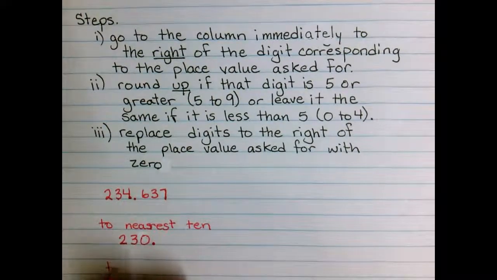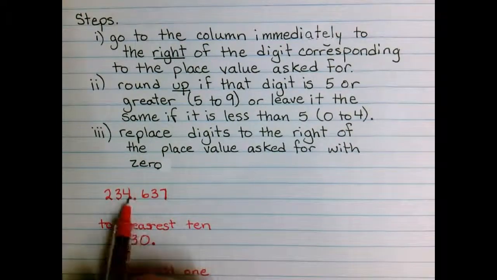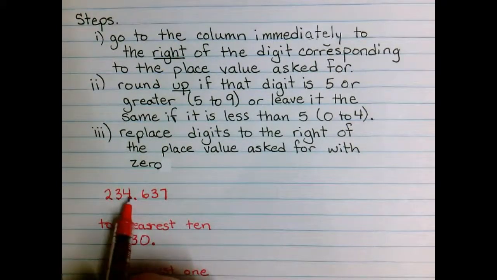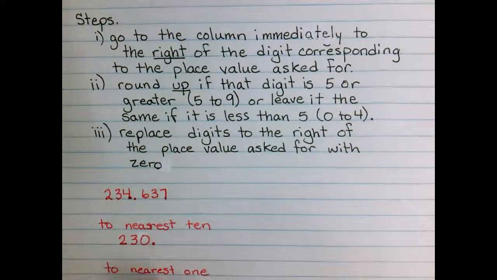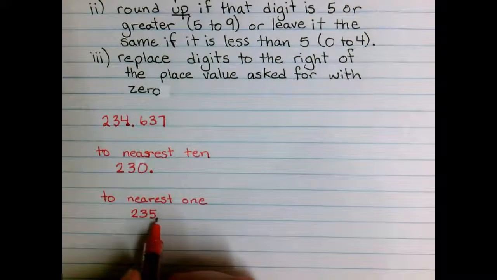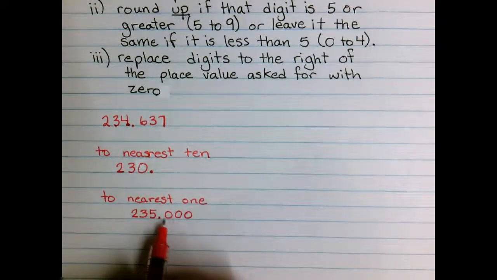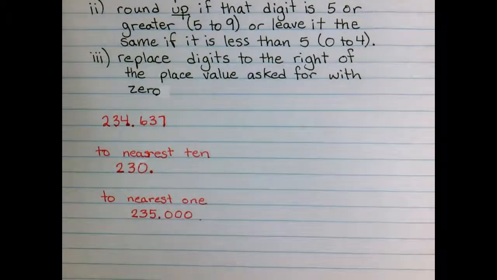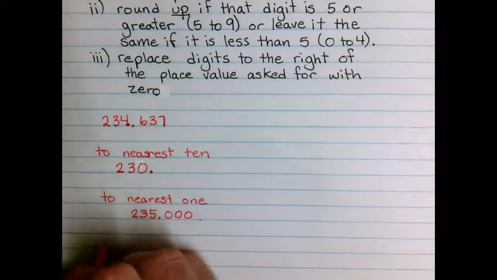Rounding to the nearest 1, the 4, I go to the column immediately to the right, we have a 6. So that means that this will round up. I'm going to round up to 235. And again, I'm at the decimal, so I don't have to include any numbers after the decimal. I don't have to put in zeros. I could write in all the zeros, but 235 and a bunch of zeros after the decimal is the same as just 235.